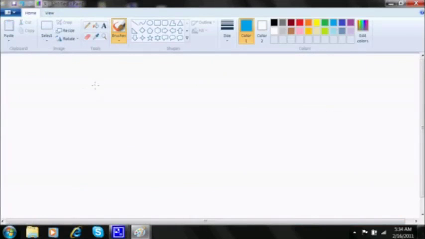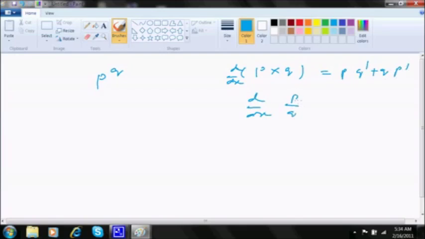And this I will go to the form p to the power q. First we discussed dy/dx of p into q is p into dy/dx of q, which I say to be q dash, plus q into dy/dx of p, which is p dash. dy/dx of p by q is (q p dash minus p q dash) divided by q square.